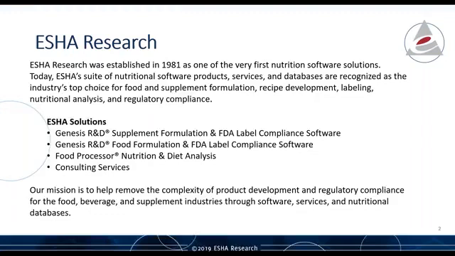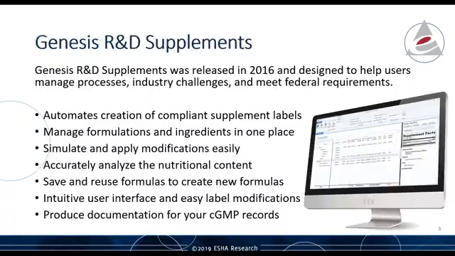Little background before we get into it. ESHA was established in 1981 as one of the very first nutrition software solutions. Today we have a number of solutions, including Genesis R&D Food, the original Genesis software, Genesis R&D Supplements, which is what we're going to be looking at today, our food processor diet analysis application, consulting services, and much more. As I mentioned, Genesis Supplements is what we're looking at today. It was released in 2016 and designed to help users manage processes, industry challenges, and meet federal requirements for the supplement industry.